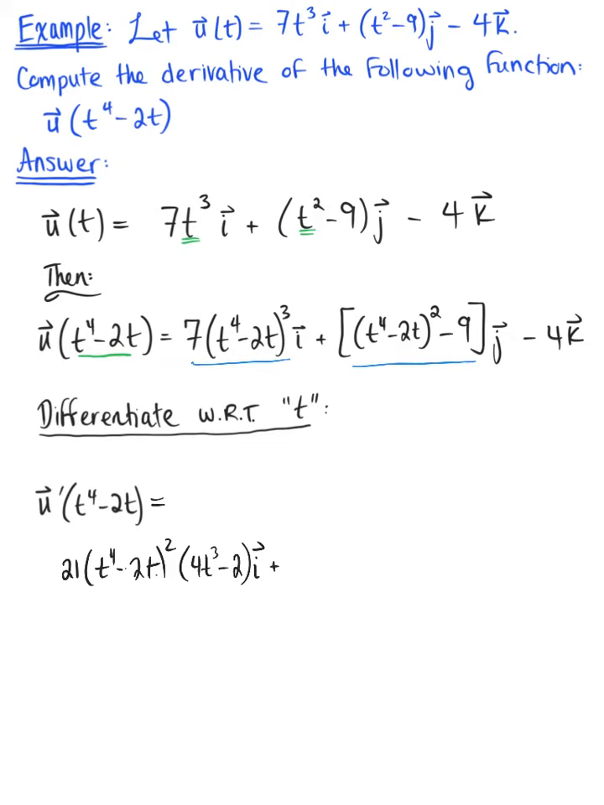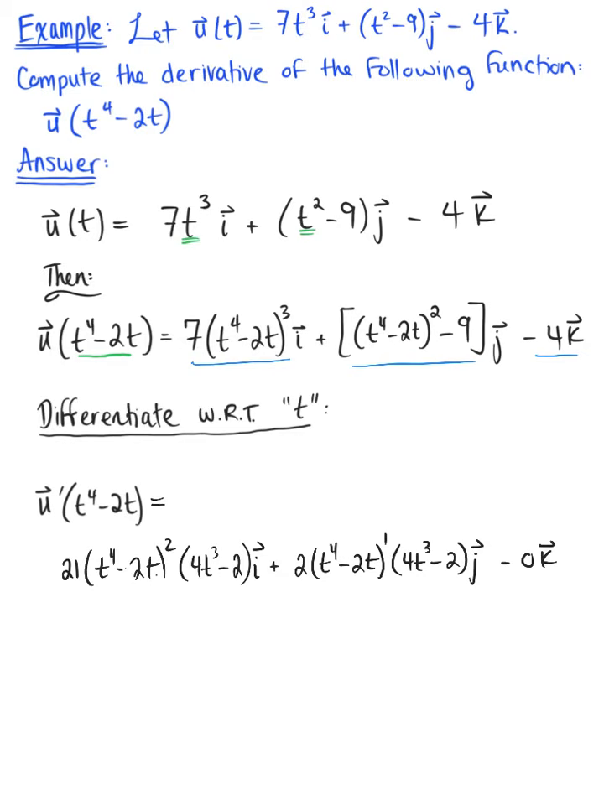Plus, now we have the derivative of our g of t component. So this is going to be 2, hold your inside constant, so (t to the fourth minus 2t) to the first, multiplied by the derivative of the inside. So again, that's (4t cubed minus 2) j hat. And now, when we differentiate the h of t component, that's just a constant, so it goes to 0. And we don't even need to include that part.